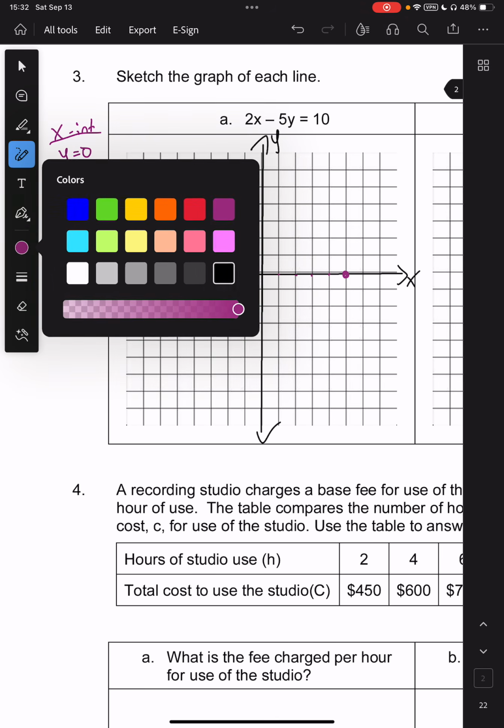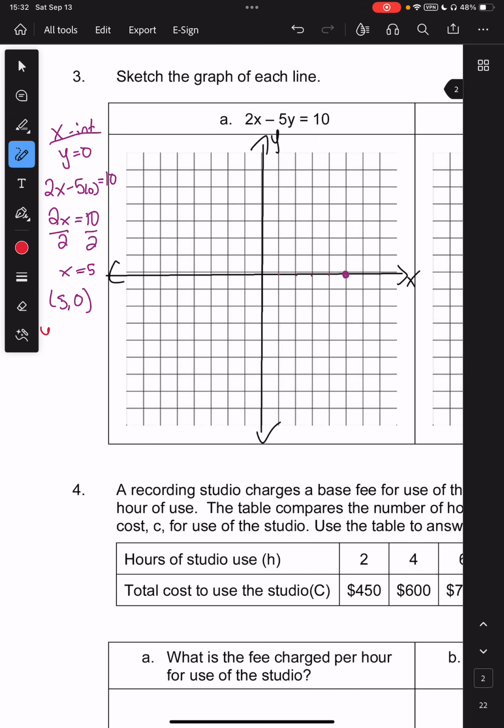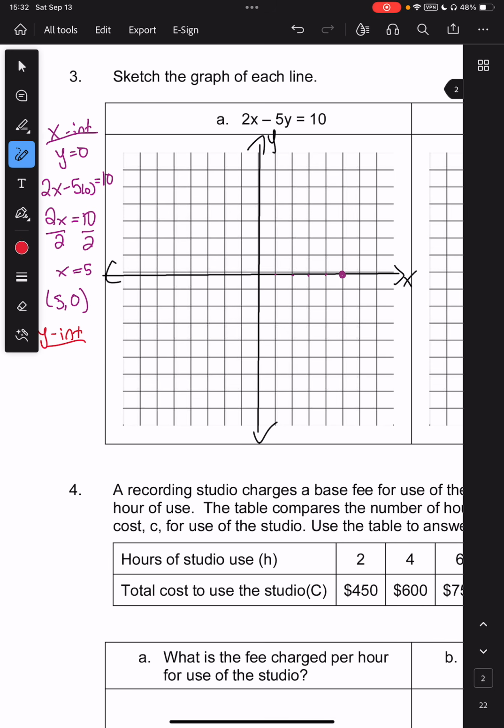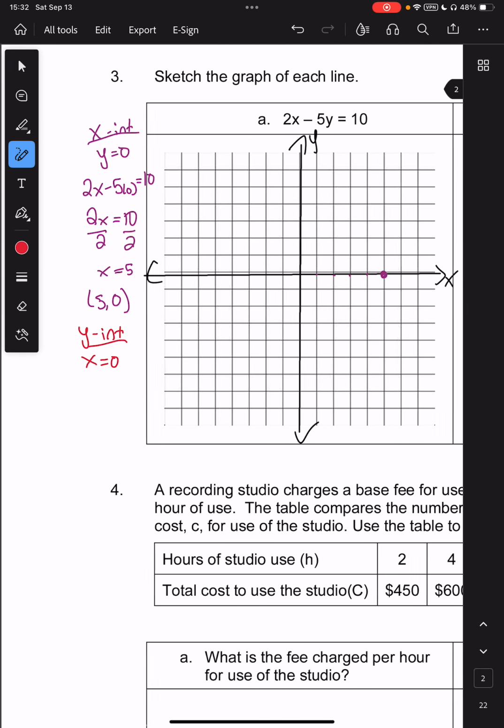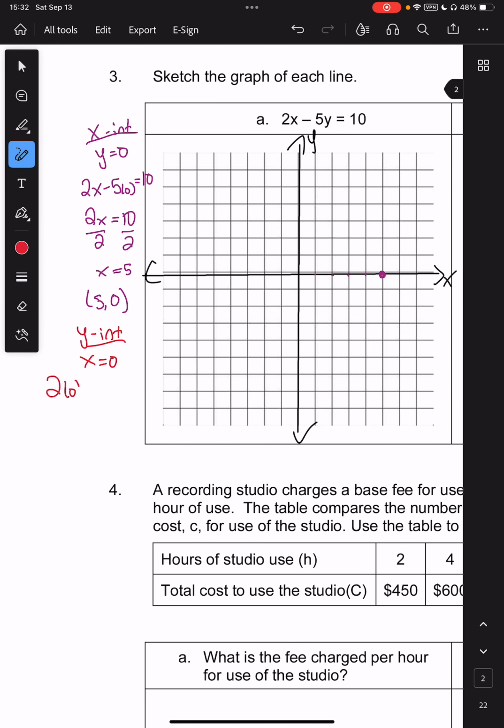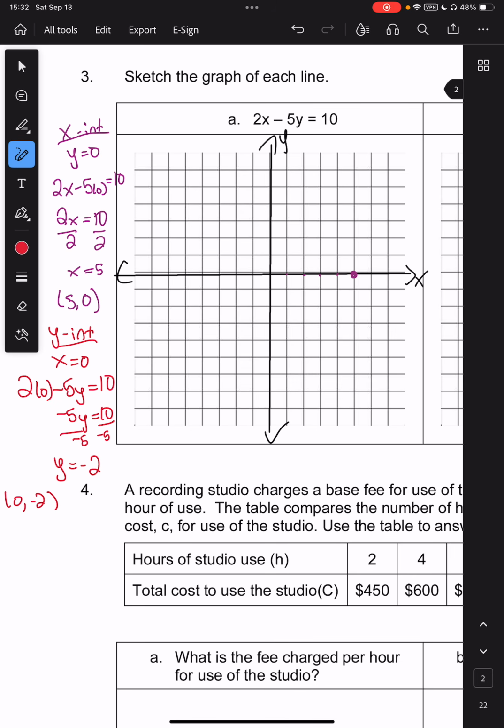That's our first point. To get our second point, let's do our y-intercept. Our y-intercept is always when x equals 0. So we set our x equal to 0 and solve for y. And remember, when we are dividing by a negative, we have to include that in our answer. So when our x is 0, our y is negative 2. So let's draw our point on our graph.